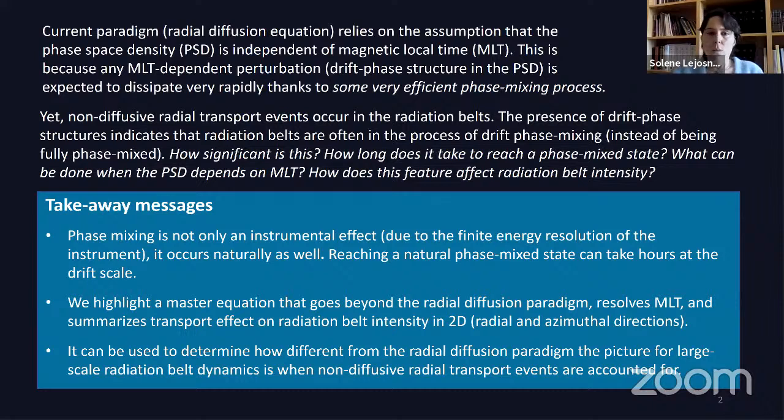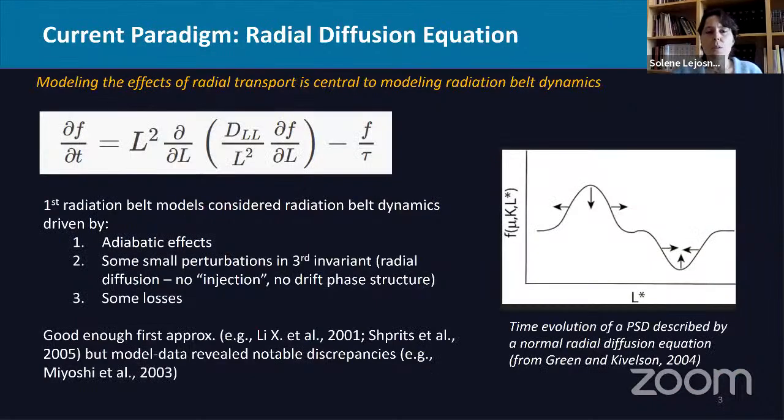Okay, so this is the current context, right? That was one of the first models for radial transport dynamics. Actually, that shows that radial transport is really central to the modeling of the radiation belt. So you have one of the first equations that were used for the dynamics of the radiation belt.